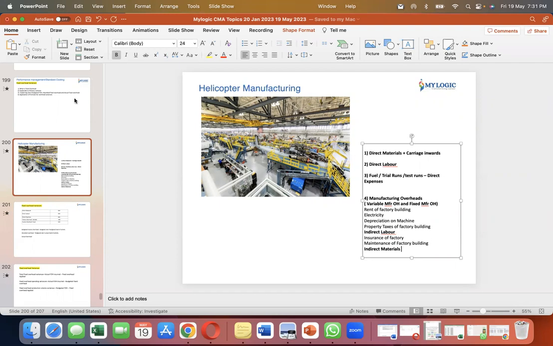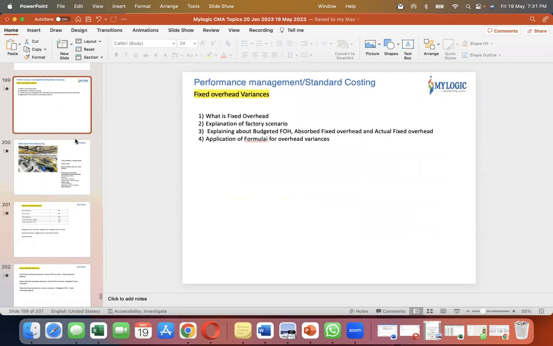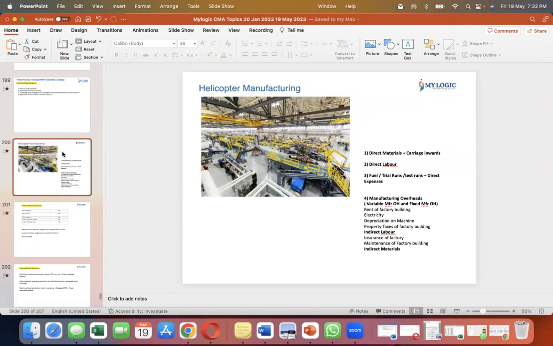Now, coming back, what we are trying to explain is fixed overhead variance. So far, we discussed material, labor, variable overhead, and sales variances. Now we are going to discuss fixed manufacturing overhead variances. Before we go into that, you need to understand what fixed overhead is. That is why I explained all these things until now. I hope you got clarity about what fixed overhead is.